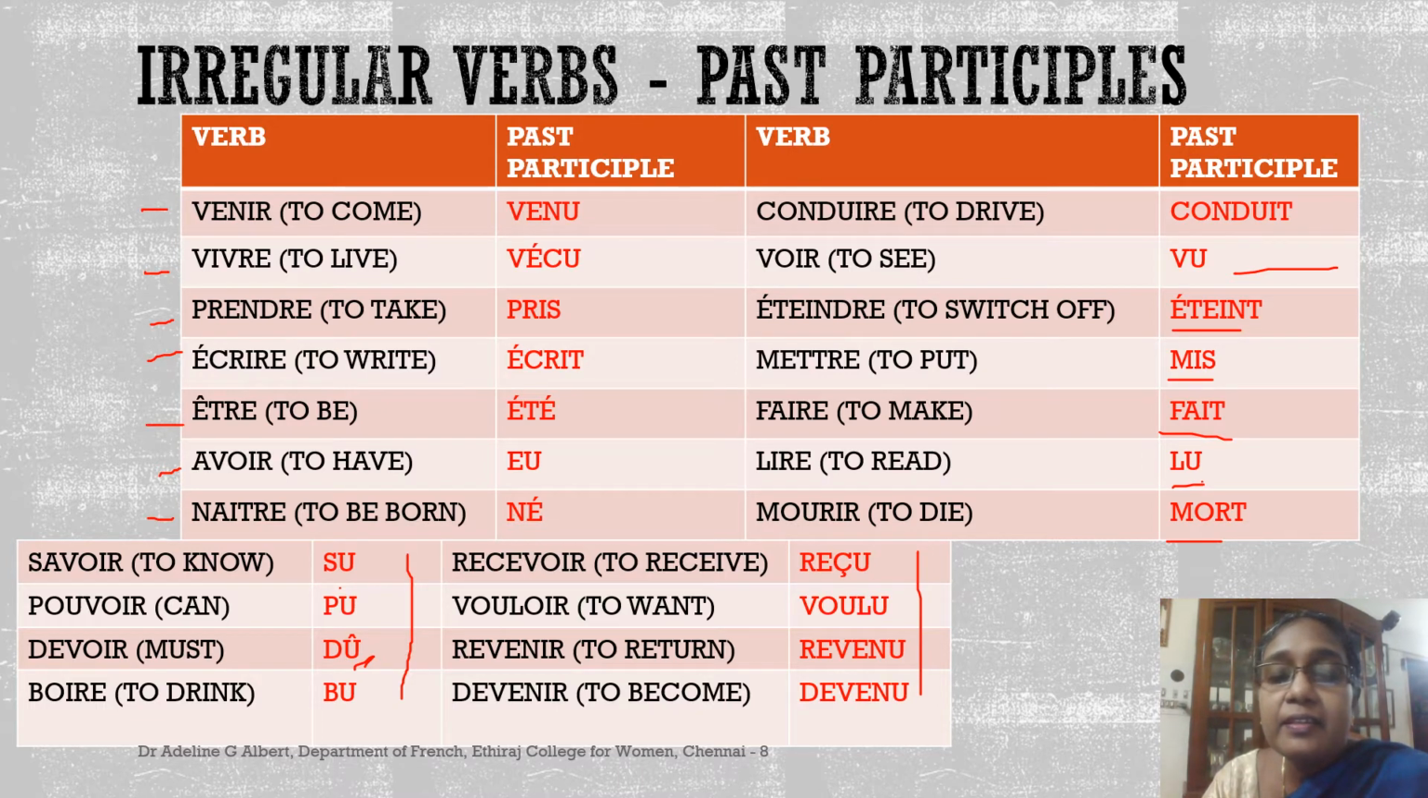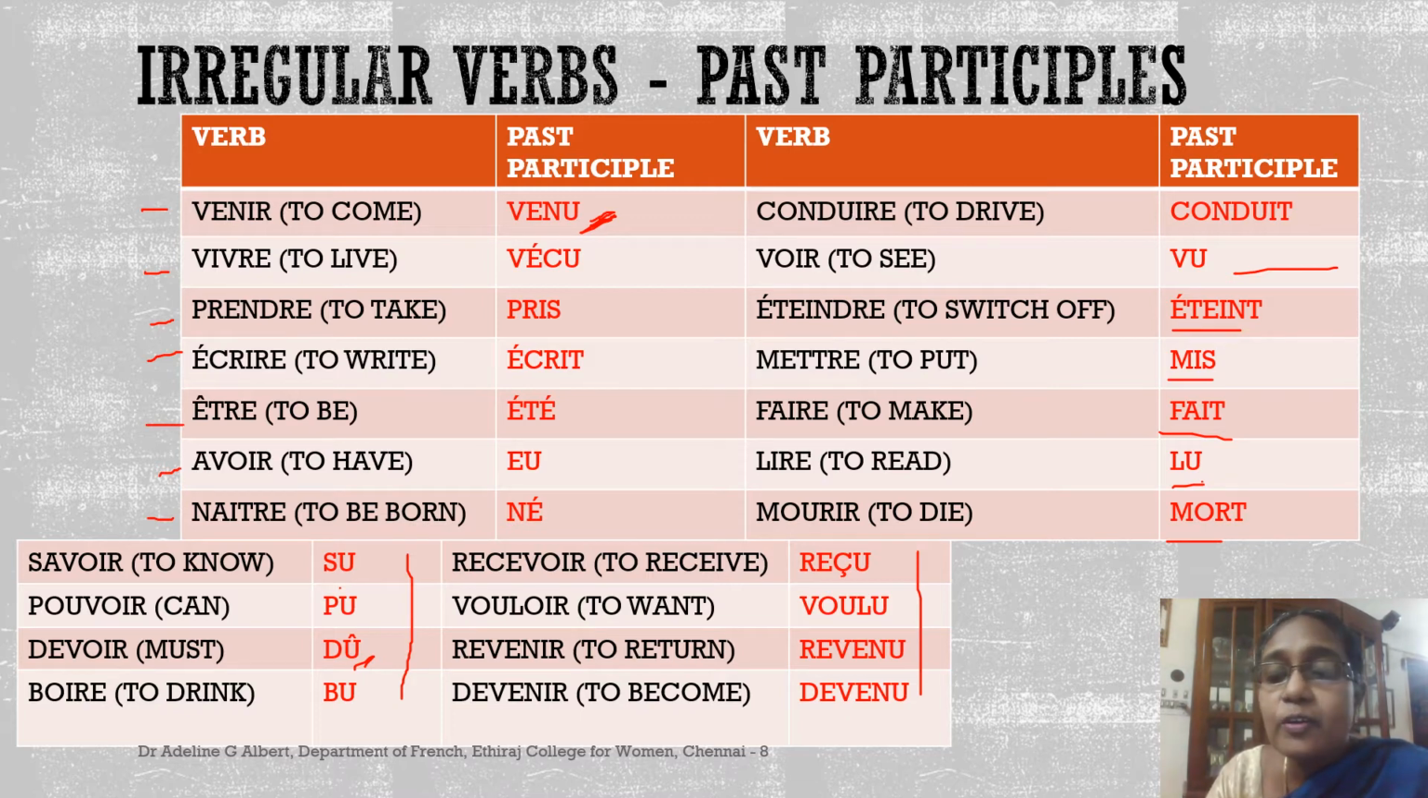Revenir and devenir, remember what I told you? It is just like the verb venir. So revenir becomes revenu and devenir becomes devenu. So these are your irregular, most of them. There's quite a few more, but these are the basic verbs that you have to remember. Alright, the past participle formation is irregular. You have to spend some time and memorize it and see.